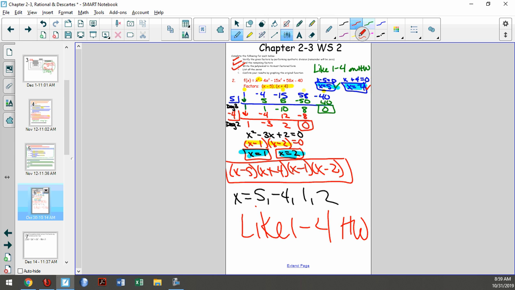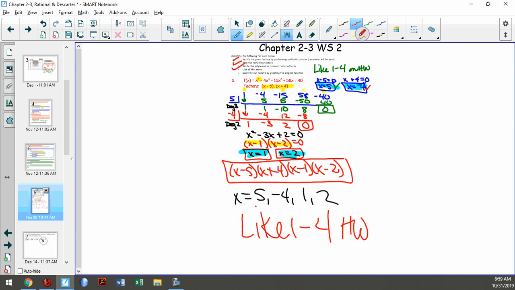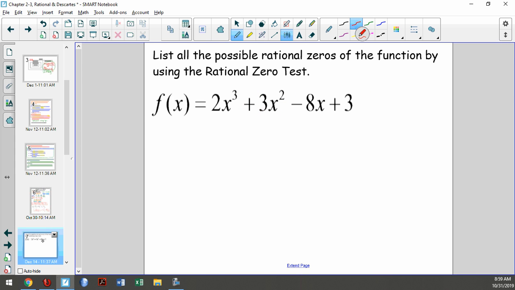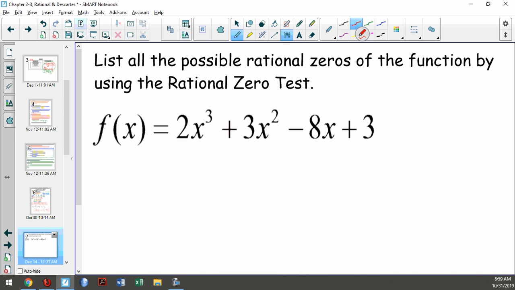Okay? Now, whenever we turn the page, the next part of the homework is asking you to find your P over Q values, which is the rational zero test. The rational zero test is going to be the test that tells us all the possible zeros that we can have for that polynomial that are on our rational list. So the very first thing you're going to do is your P value. Your P value is known as your constant. And what is your constant term in this problem?